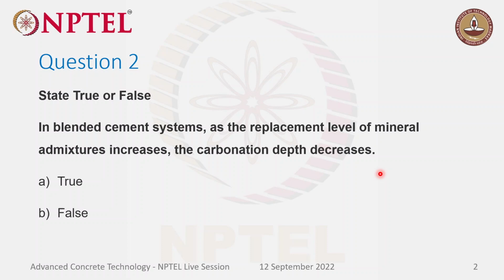But when it comes to blended cement systems, the reactive silica and alumina from the pozzolanic additives, that is mineral admixtures, will react with the Portlandite and form additional CSH. So there will not be any Portlandite available for the carbon dioxide to react with. So the penetration depth increases once we replace the OPC cement with mineral admixtures. So the answer is false.